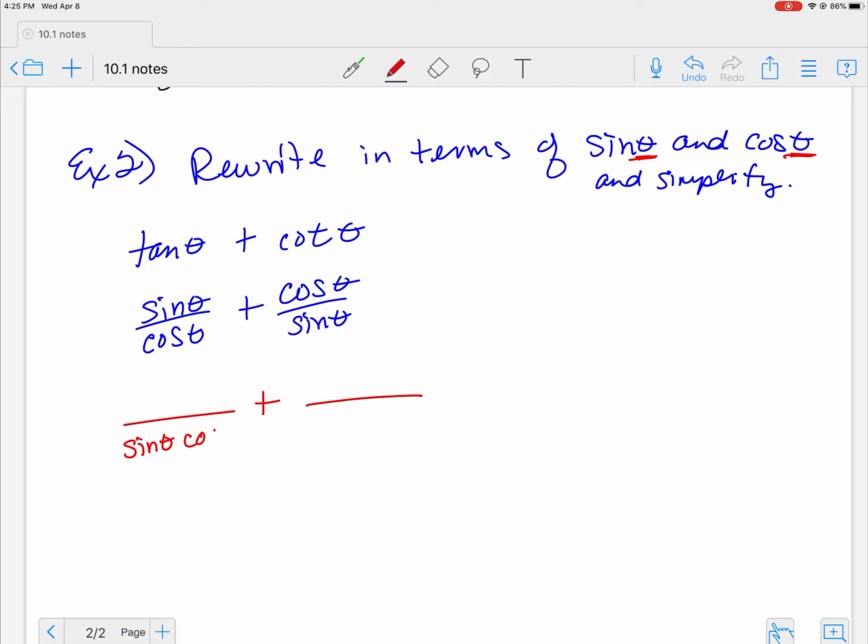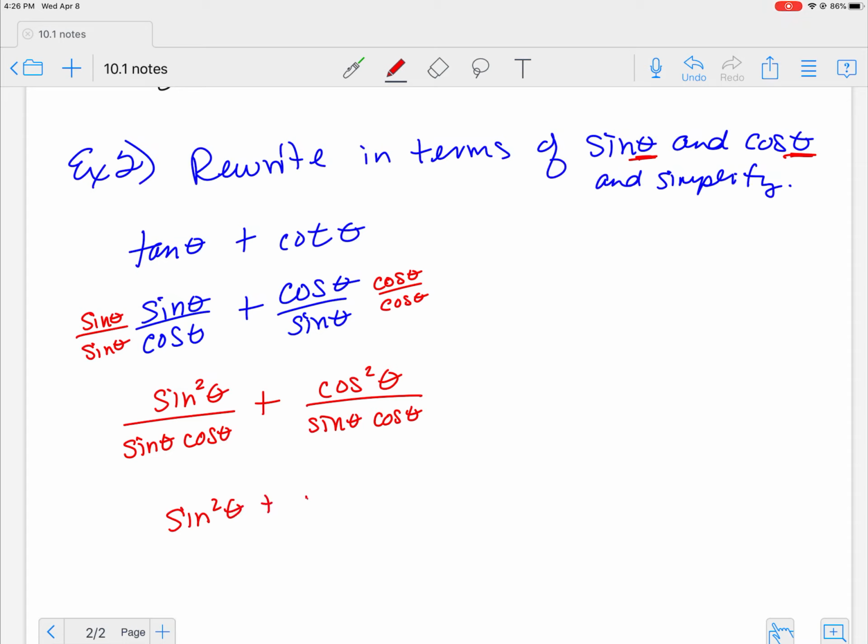Now, anytime I add, you have to get a common denominator. So here, my common denominator, I got to represent everything that's there. So my common denominator is going to be sine theta cosine theta. That means over here on the left, I'm going to multiply by sine over sine. On the right, I'm going to multiply by cosine over cosine, which means I have sine squared over cosine squared.